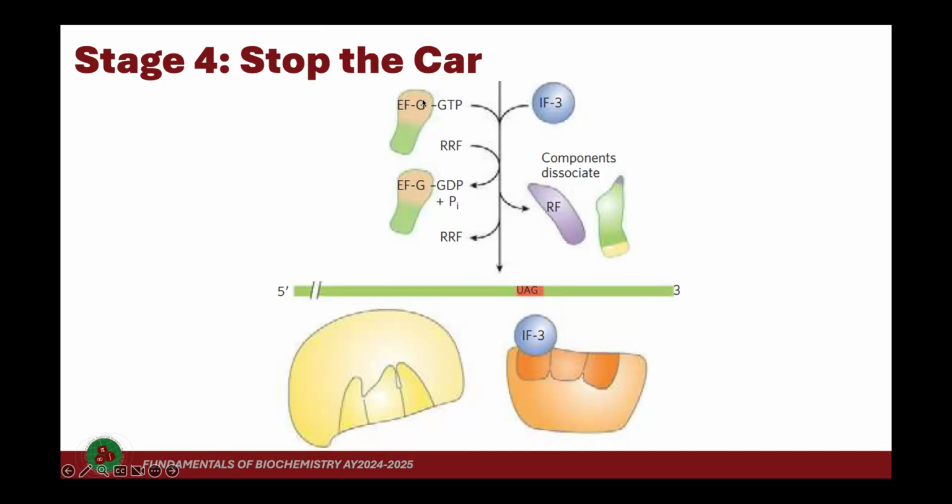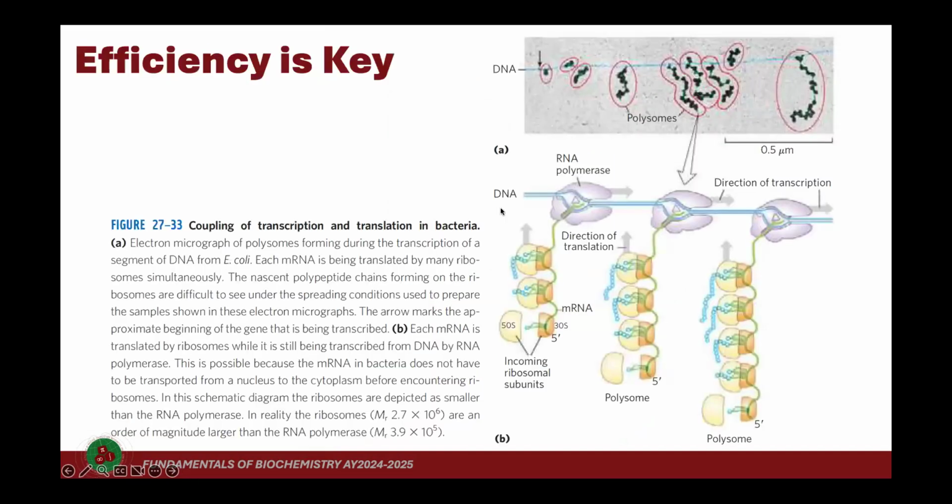So you have EFG again. You will use this energy, GTP loaded EFG, to drive the dissociation of the large subunit and the small subunit. And you again need IF3 to cover the E site in your small subunit of the ribosome. And that's it. That's how you terminate your protein synthesis.